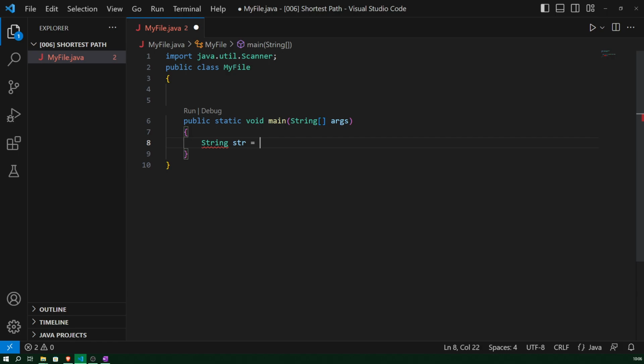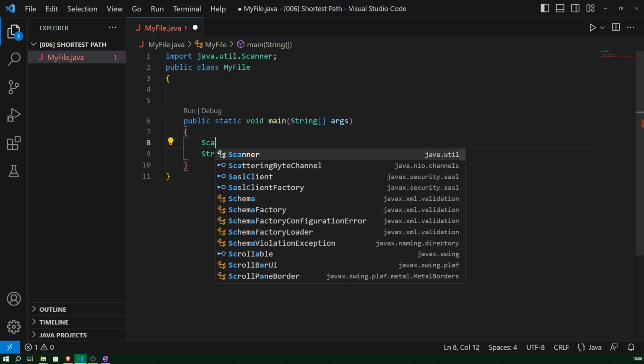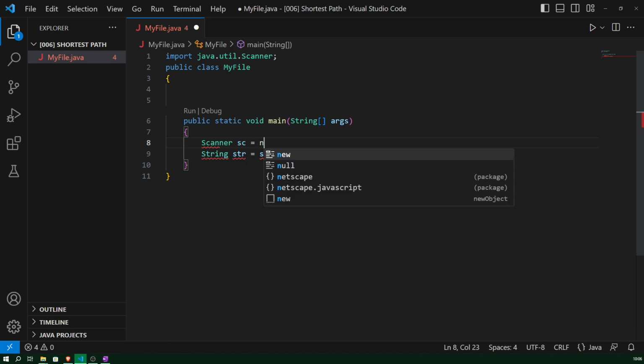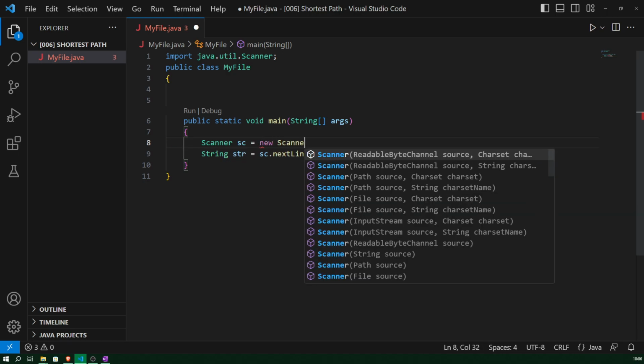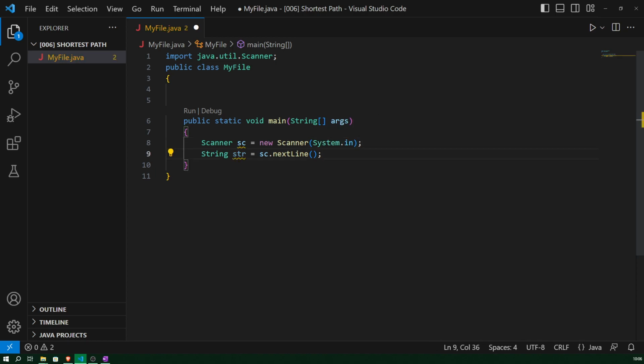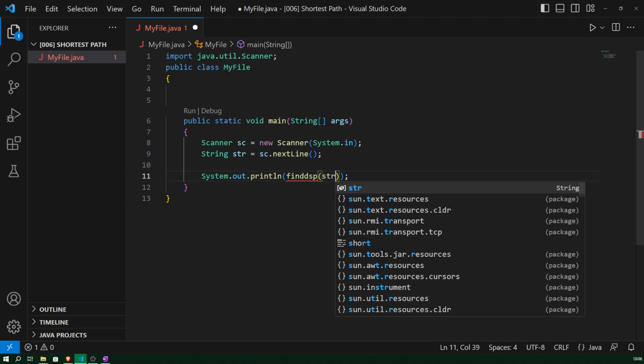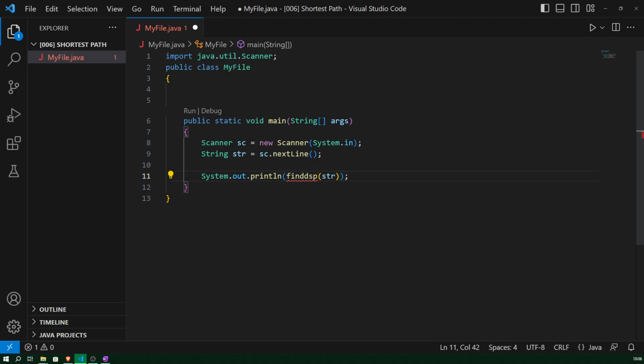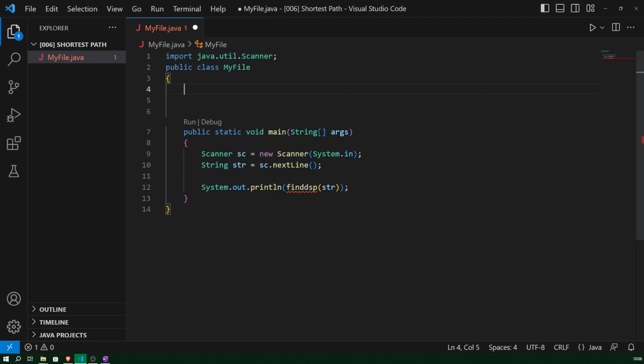So string str is equal to sc dot nextLine. We would also require to declare Scanner sc is equal to new Scanner(System.in), and then what? We will print the output and find dsp, that is findDisplacement is our function, and we will pass our string as a parameter. So I hope it's clear till now.